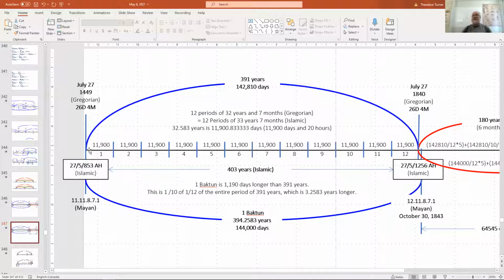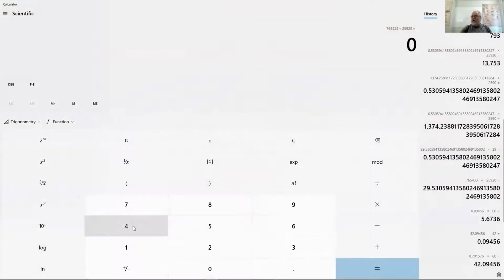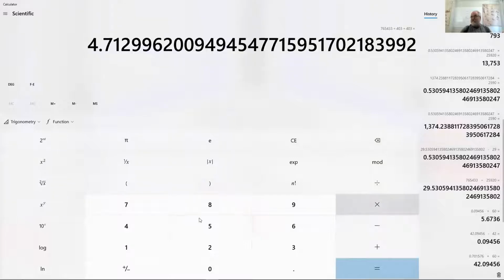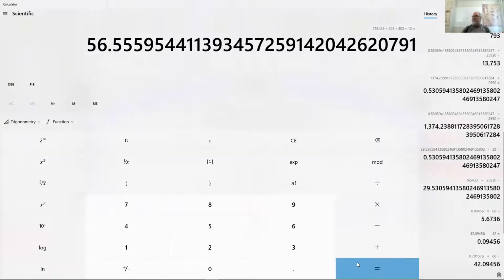Now, another way of looking at this is I'm going to go to this calculator again. So if I look at 403 years, I could divide this into months. So I'm going to divide it, 403 years times 12 months. So it's going to be, what's going on here? I have this other, I didn't delete everything. Okay, there we go. 403 years times 12 months is 48,036 months.